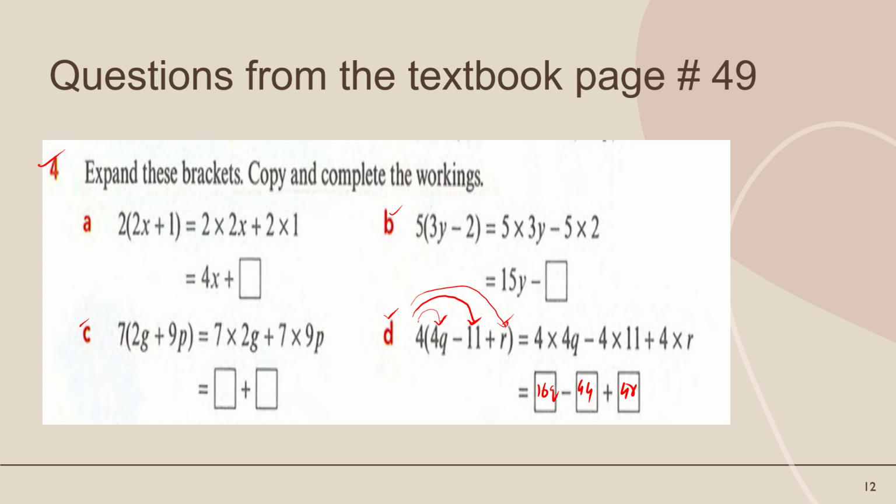Same procedure for B and C. For example, the first one: 2 into 2x, and again 2 into 1, so 2 times 2 is 4x, and 2 times 1 is 2. Do all of B and C at home as a home task, and share it with me on WhatsApp, my personal number. If you have any confusion, then ask me.